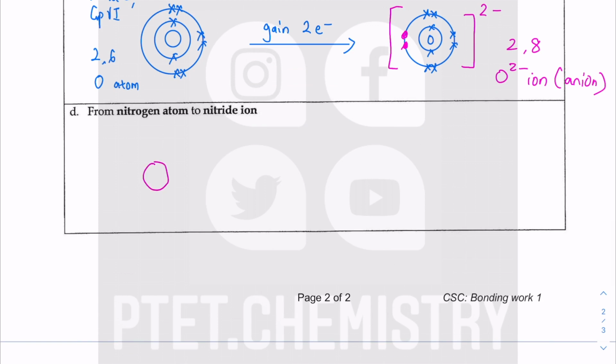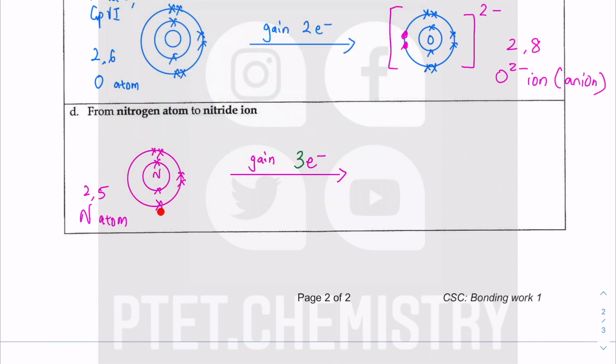So we have a nitrogen atom. Nitrogen is in the second period, in group 5. Of course, it's period 2, group 5, so 5 valence electrons, with 2 shells being occupied with electrons. You have 5 outer shell electrons. You want to get to a fully filled outer shell, so what you do is you will gain 3, because 5 to get to 8, you need 3 more electrons.